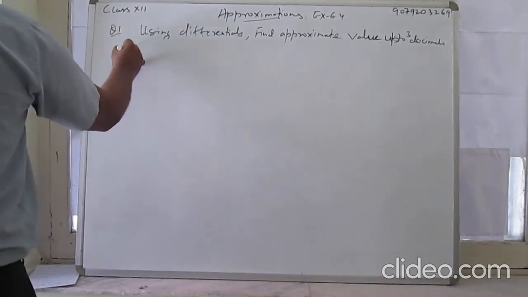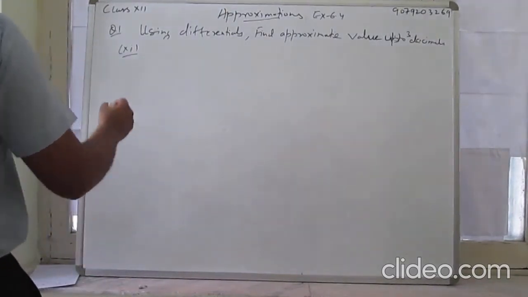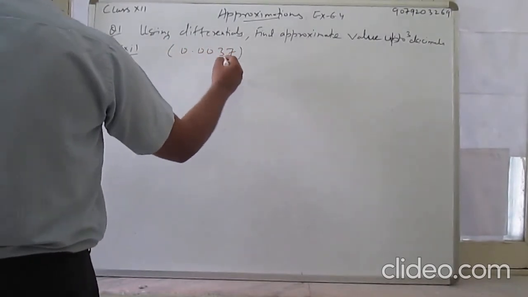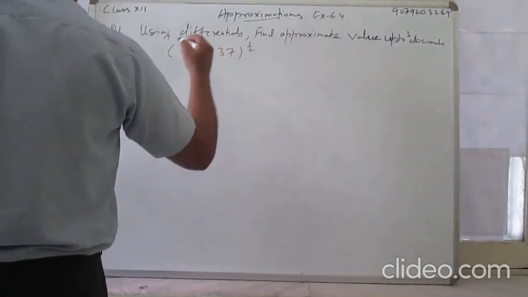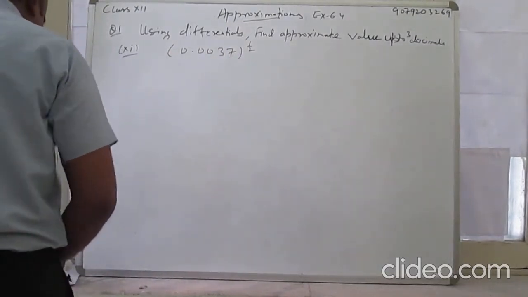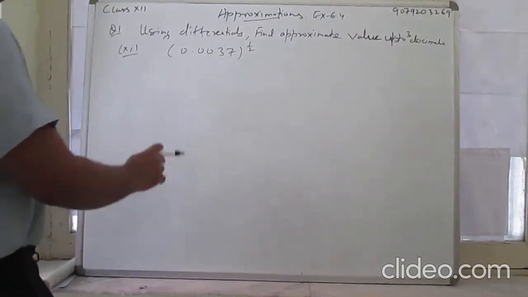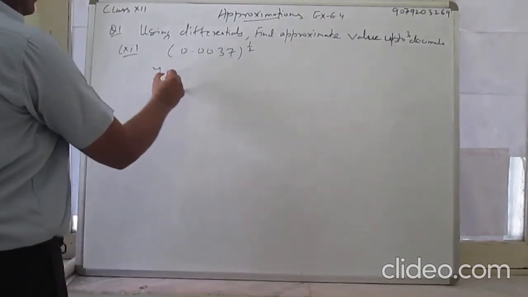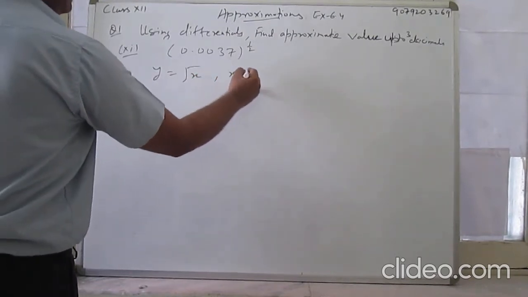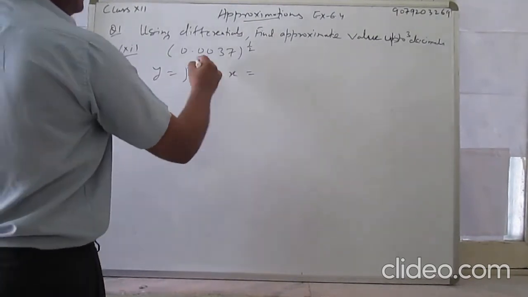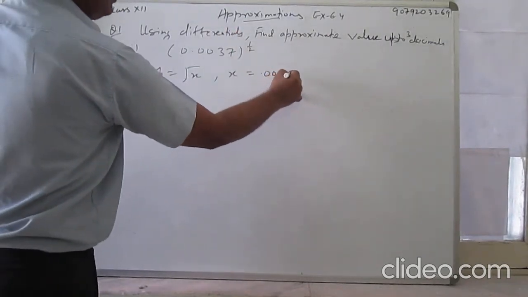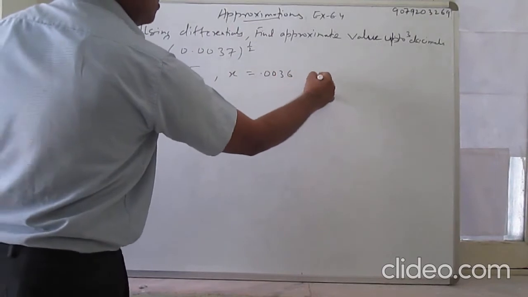11th part. 0.0037 to the power 1 by 2. Now you can see that y is equal to root x, x to the power 1 by 2. Now here you can take x as 0.0036, which is a perfect square of 36, so 0.0036 is your x, and delta x is small.